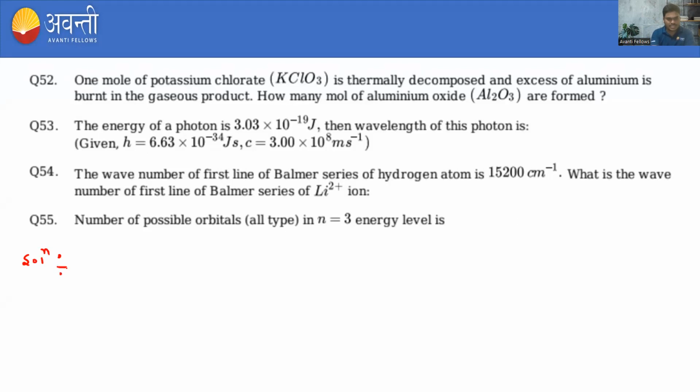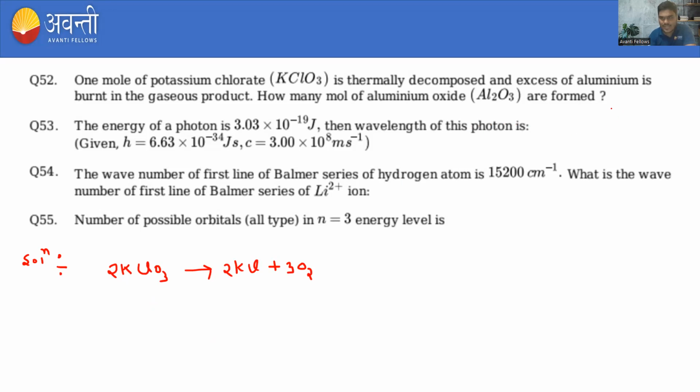So 1 mole of potassium chlorate, right? So this is the potassium chlorate, that is KClO3. So when this reacts, they will give what? They will give KCl plus O2, right? So let me balance this equation. For balancing the equation, this will become 2 KCl. This is also 2 KCl. This is 3 O2, right?